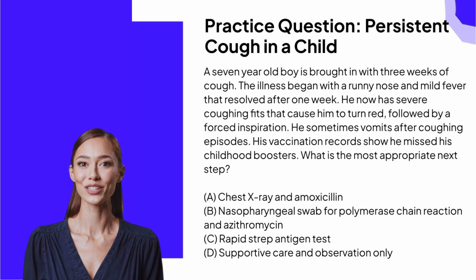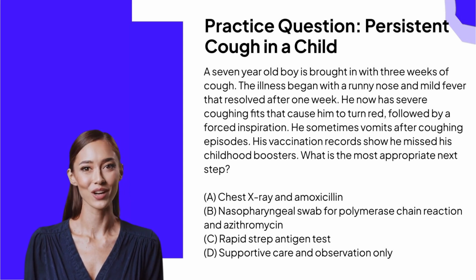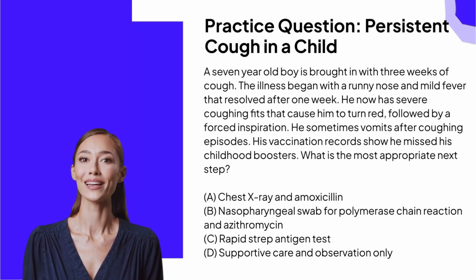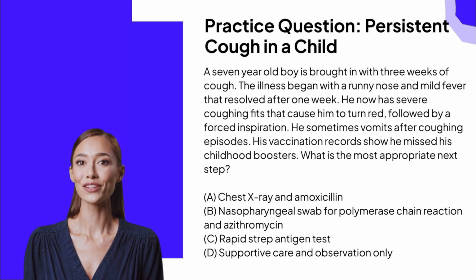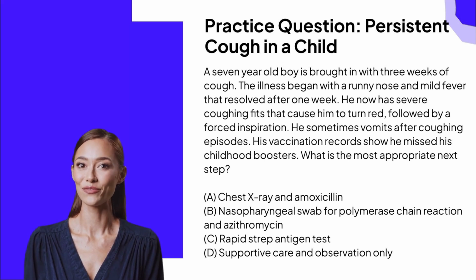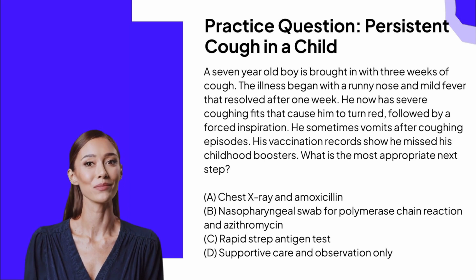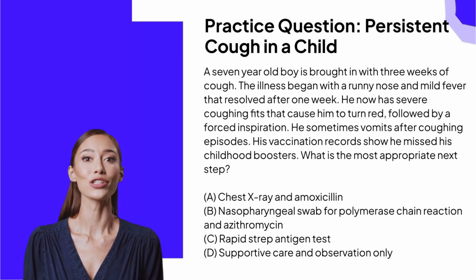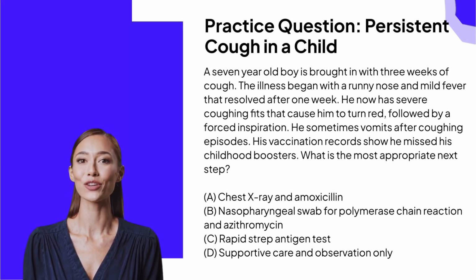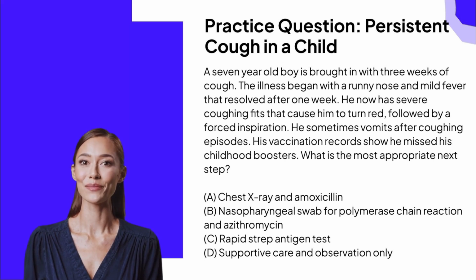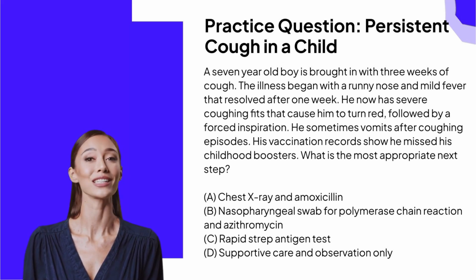Here is another practice question. A 7-year-old boy is brought in with 3 weeks of cough. The illness started with a runny nose and mild fever that went away after 1 week. Now he has severe coughing fits that cause him to turn red, followed by a forced inspiration. He sometimes vomits after coughing episodes. His vaccination records show he missed his childhood boosters. The question asks for the most appropriate next step.